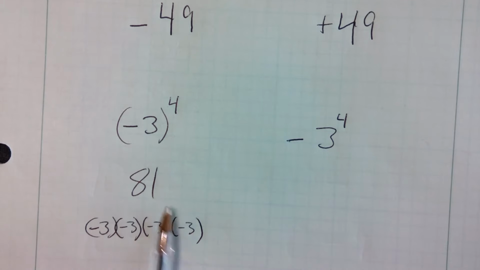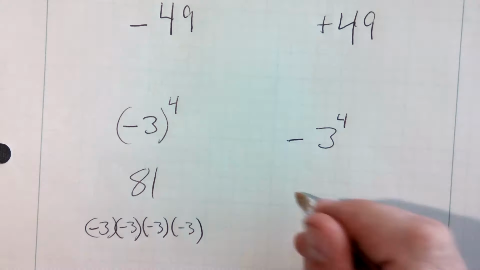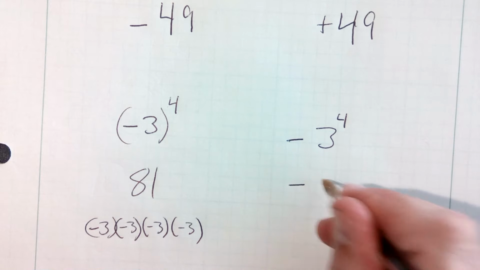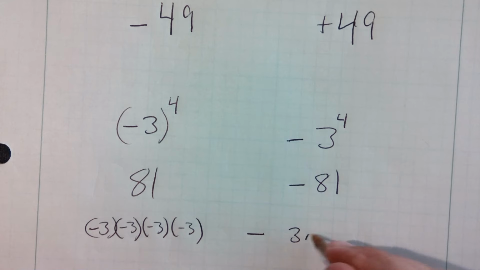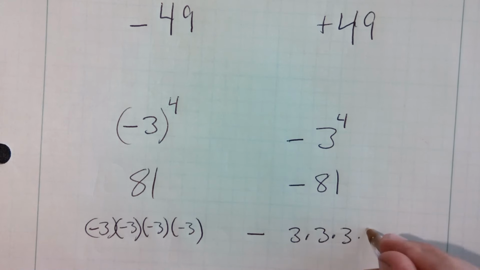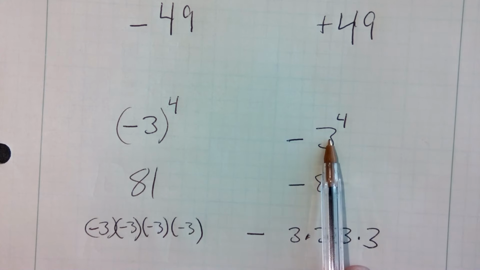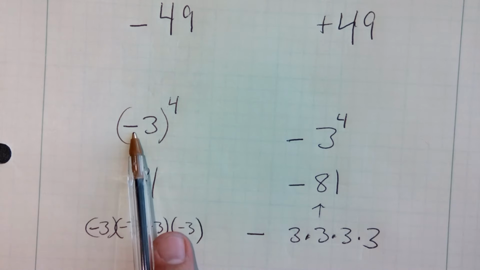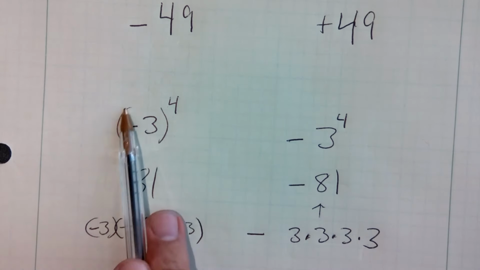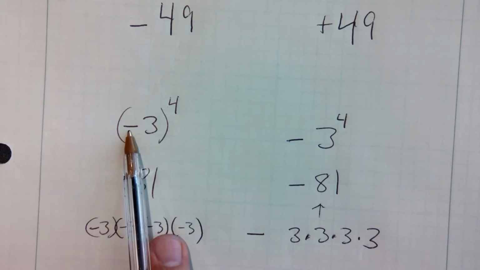Or this one, it's going to be a negative 81, and that's because I have a negative 3 times 3 times 3 times 3. In other words, I do the multiplication of 3 four times, and then I tack on the negative, and that gives me the 81 that's negative, or negative 81. So watch your signs when it comes to bases, whether the sign is in parentheses or whether it's not.